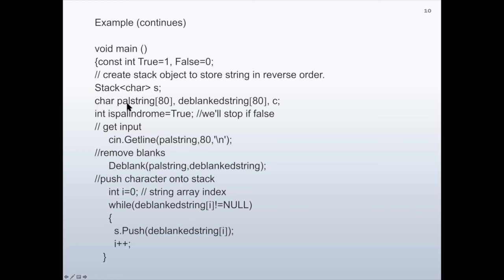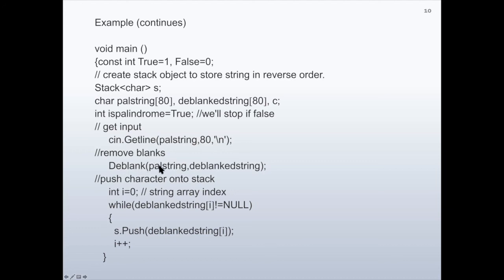Also, we have the character arrays, pass string having length 80 and dblank string having length 80 also, and also a character c. We have isPalindrome declared as integer and initialized to true. We will stop if the value of isPalindrome is false in the loop. We get input by the cin statement. On that one, getline is applied. Into pass string, the input is read, at most the length is 80, and at the end, the null character is inserted. Then the function dblank is called.